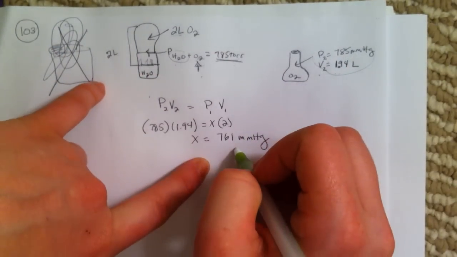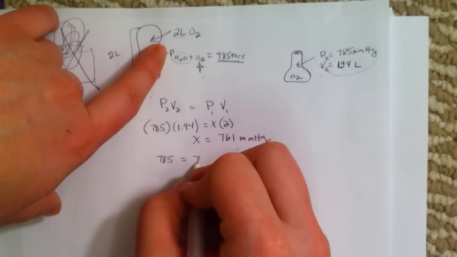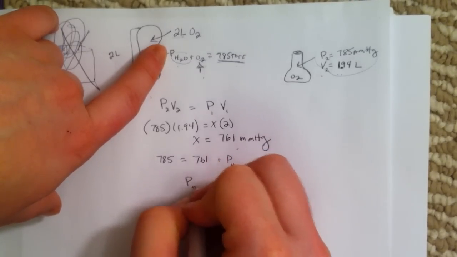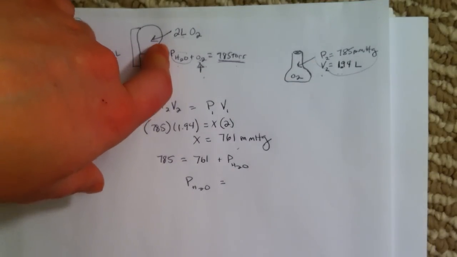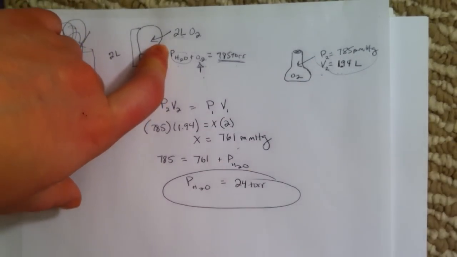So now if that's the pressure from the oxygen, then 785 equals 761 plus pressure H2O. And pressure H2O is going to equal 24, I think. Yep, 24 torr. Thanks.